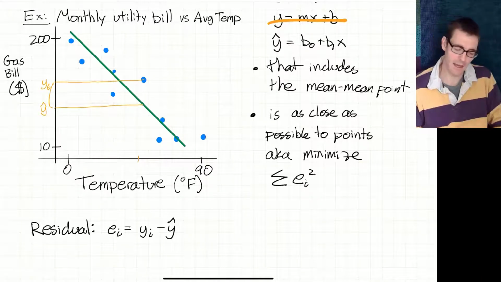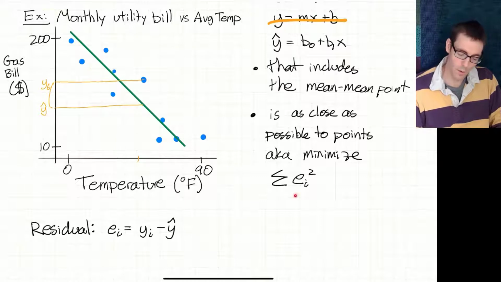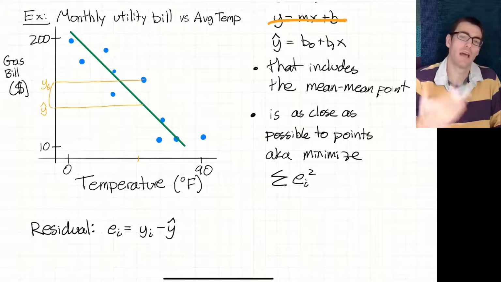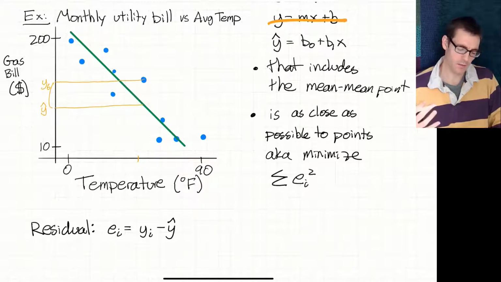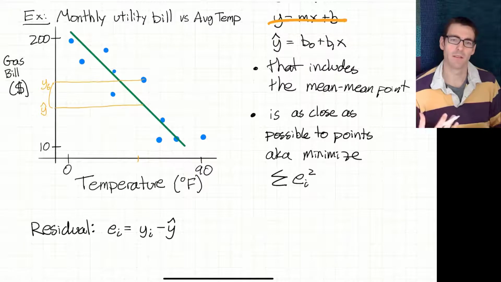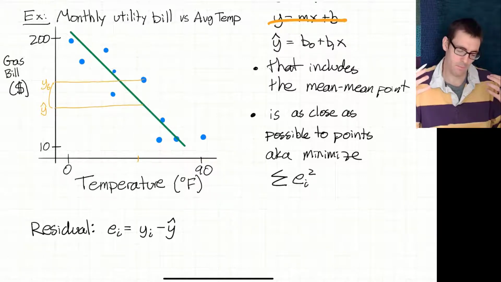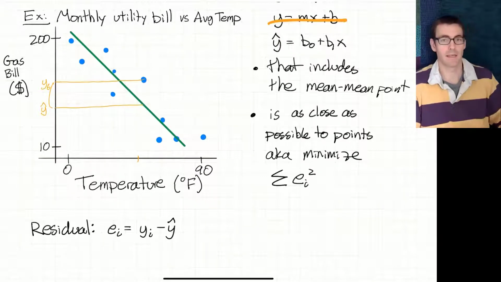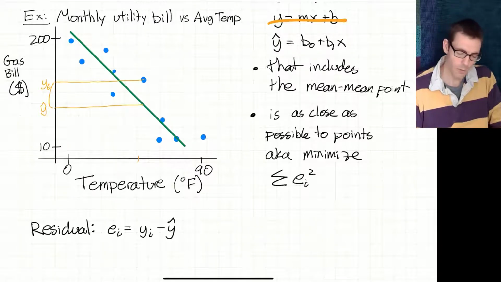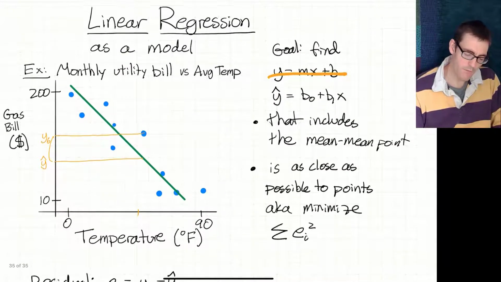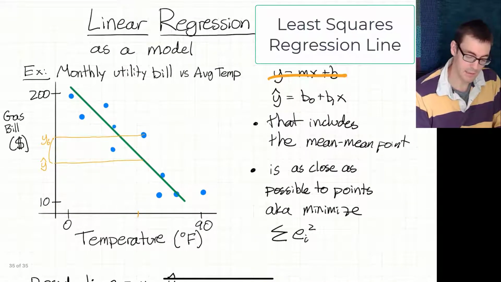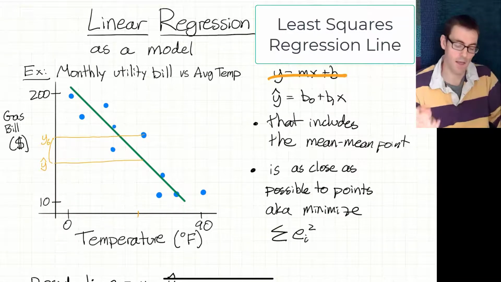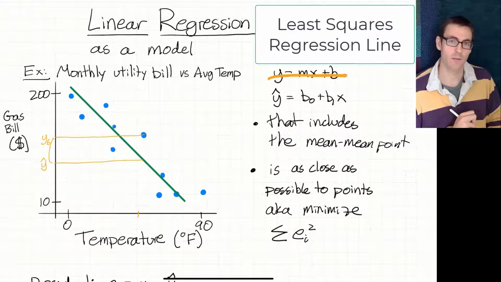The general idea is that we're using the squares of the residuals as our measure for how good a line is, because it strikes a good balance as far as giving us a line that we think does a good job of explaining the data. Cool. Okay, so we often call this line the least squares regression line, because it's going to be the model, the line that minimizes these squares.